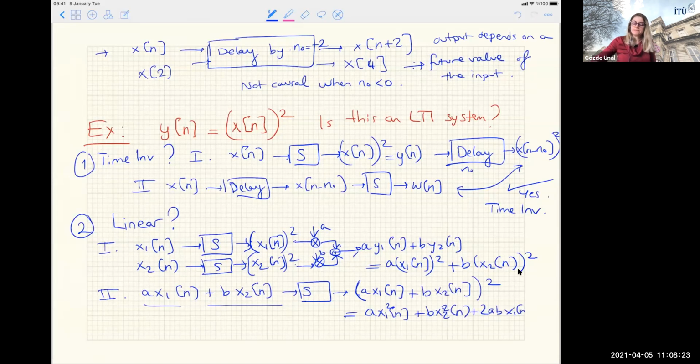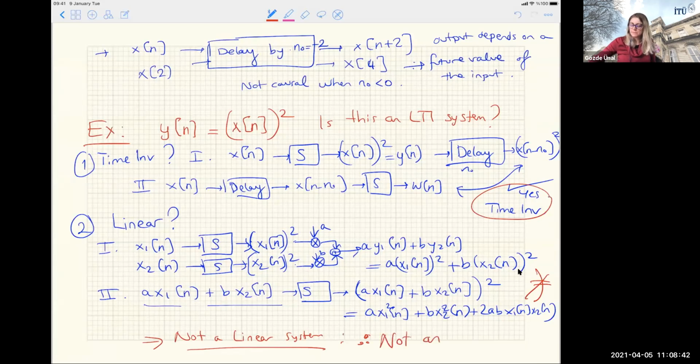So they are really not equal. And then, since they are not equal, it is not a linear system. Therefore, although it was time invariant, it's not a linear system. Therefore, it's not an LTI system, not a linear time invariant system. Okay?